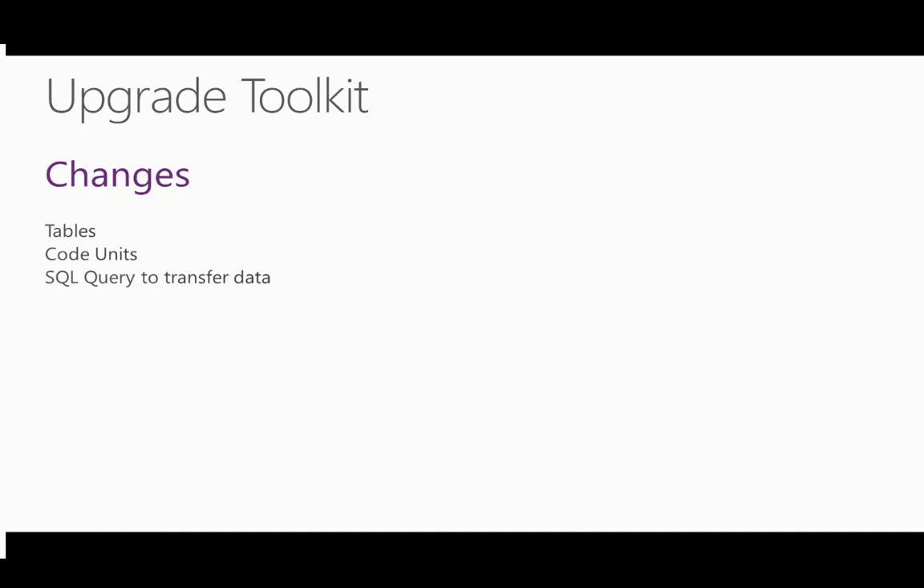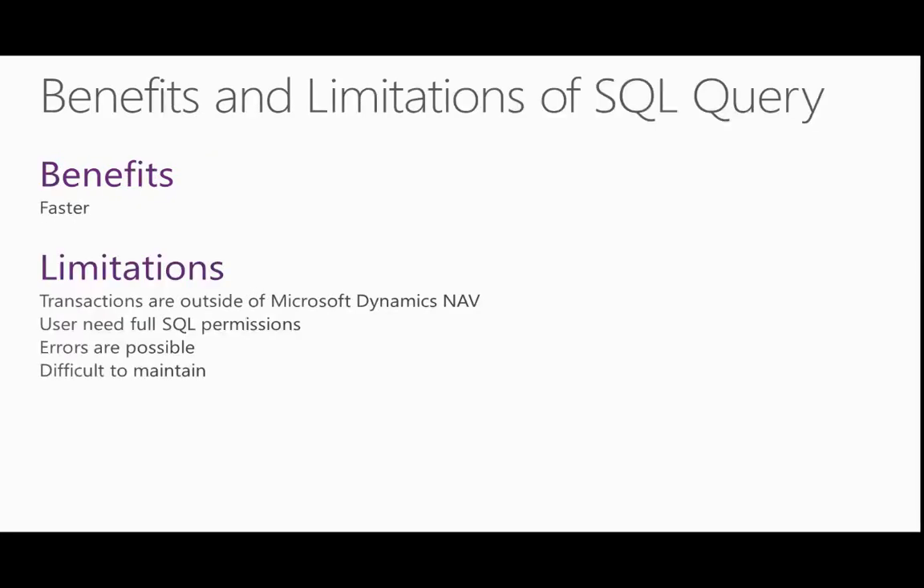The third and the most important change that we have made is the way you move dimension records from the old version to the newer one. Using the two codeunits, we create a SQL query to move dimensions from the old version to the newer one. There are some good points and some bad points using this kind of functionality. Let's start from the good point.